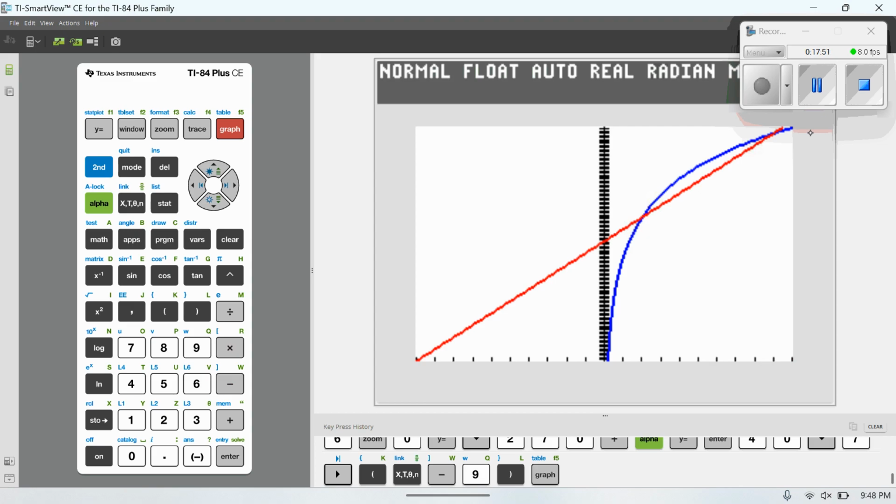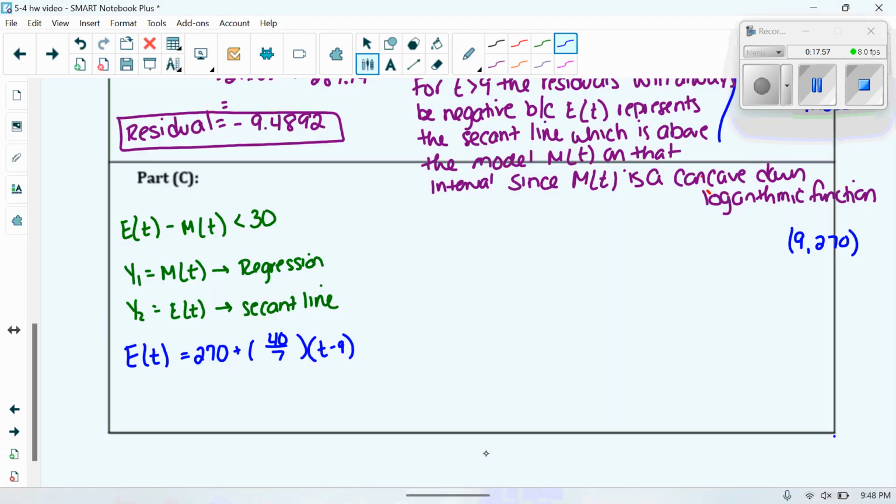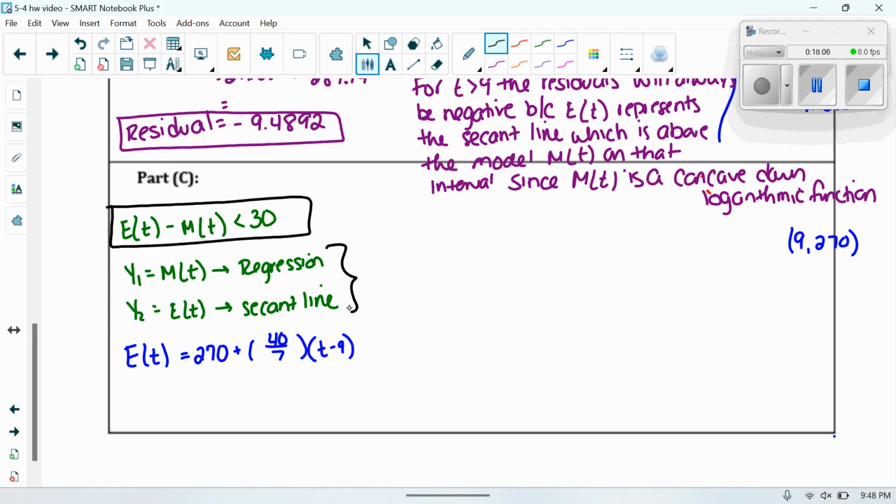But I need to go back to the question because now I have my secant line, but remember, that's not what I'm actually looking for. I need to compare this part. I'm going to leave these two in Y1 and Y2, but I'm going to deselect them, and I'll show you how to do that in a minute. In Y3, I'm going to put in E of T minus M of T, but I'm actually going to put in Y2 minus Y1 to make it a little bit easier for myself. And then in Y4, I'm going to put in 30. I'm going to do this side as Y3, this side as Y4.